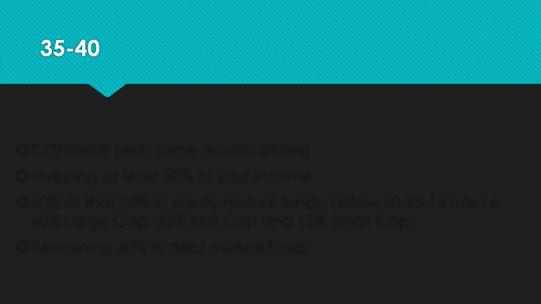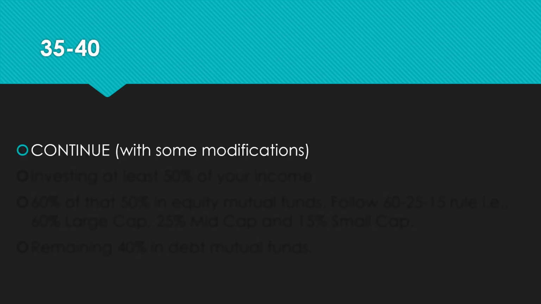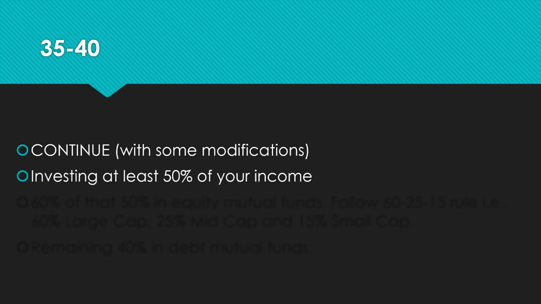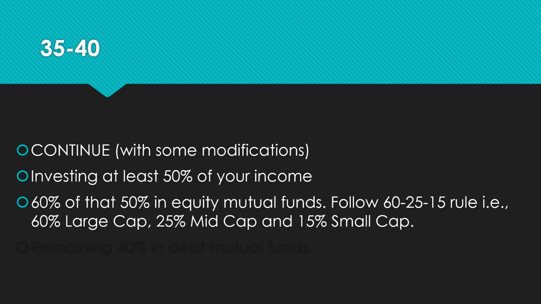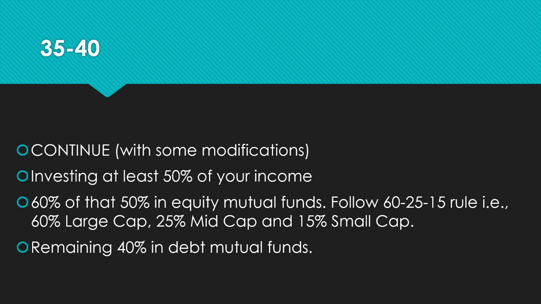Now let's focus on between 35 and 40. Again, we'll continue the investments with some modifications. Now we'll invest at least 50% of your income. Where will we invest? Again, mutual funds. 60% of that 50% should be invested in equity mutual funds. Follow the same principle, 60, 25, 15: 60% into large cap, 25% into mid cap, and 15% into small cap. And the remaining 40% in debt mutual funds. If you have more money, you can invest in real estate or fixed deposit or so on.